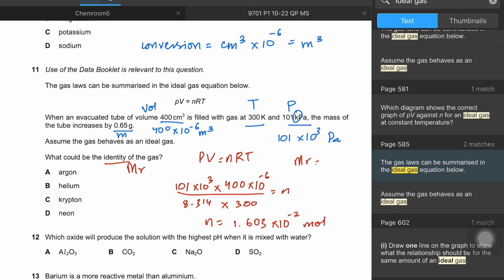Now these are the moles and I have the mass with me, so Mr is equal to mass divided by moles. I have the value of mass, which is 0.65 grams, and I have the value of moles also, so I get the Mr, which is 40.53 grams per mole. So this turns out to be argon because argon has an Mr of 40 units.